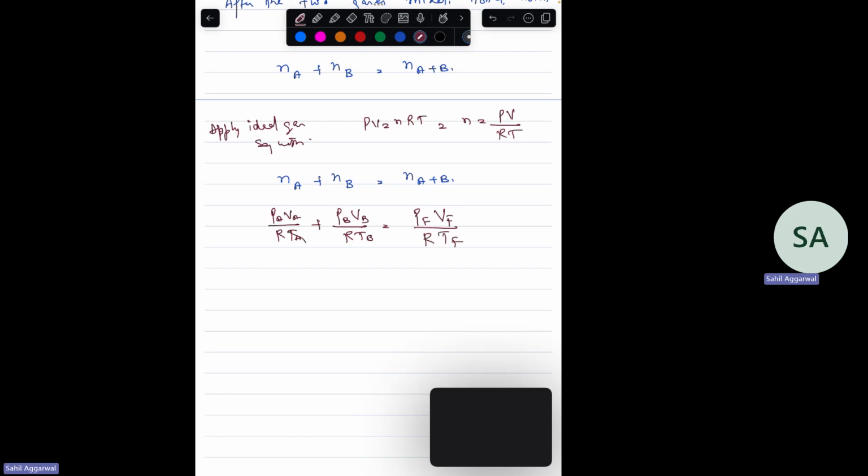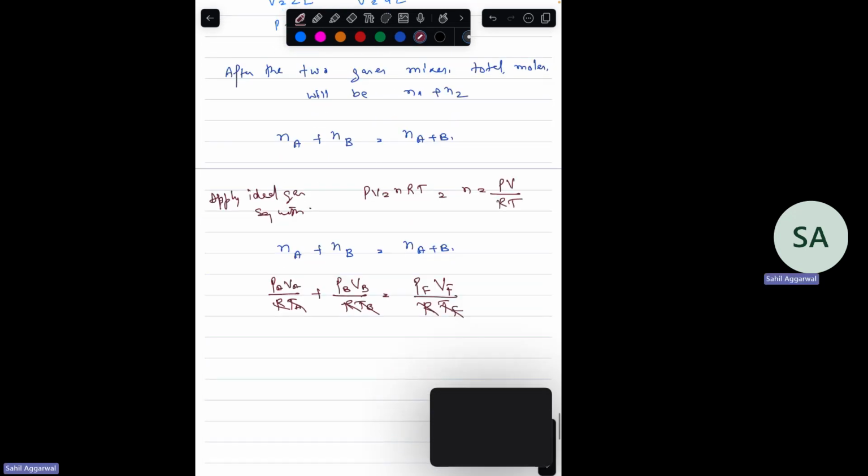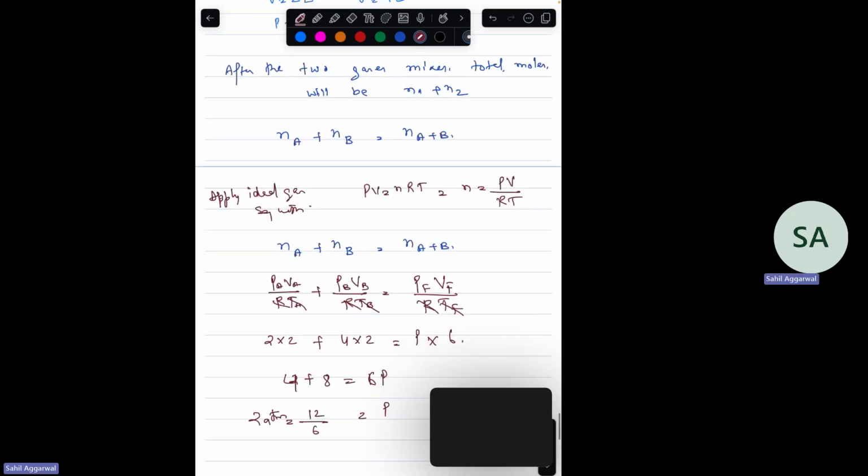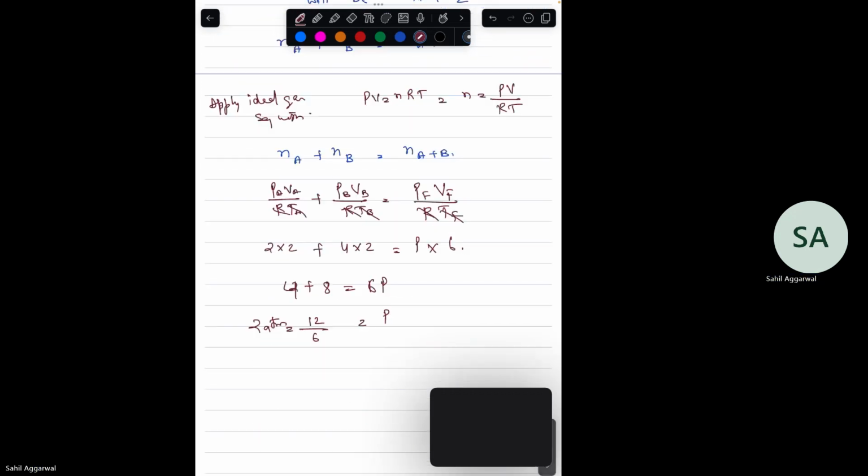Temperature is kept constant, so it will get cancelled out. R will also get cancelled out. So here it is 2 into 2, again it is 4 into 2 is equals to P into 6. It is 4 plus 8 is equals to 12. That will be 12 by 6. That would be 2 atmosphere. Answer would be 2 atmosphere. Understood?